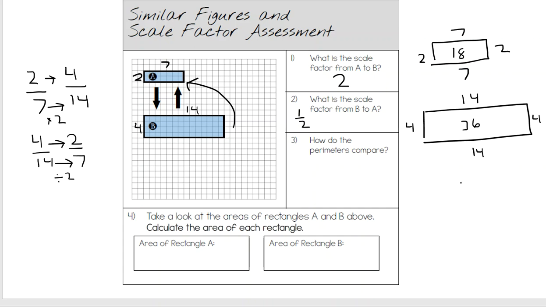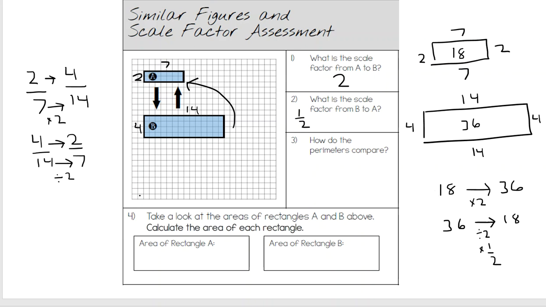So how do the perimeters compare? Well, to go from 18 to 36, we had to times by 2. To go from 36 to 18, we had to divide by 2, which is the same thing as multiplying by 1/2. So let's go ahead and look at the next question.